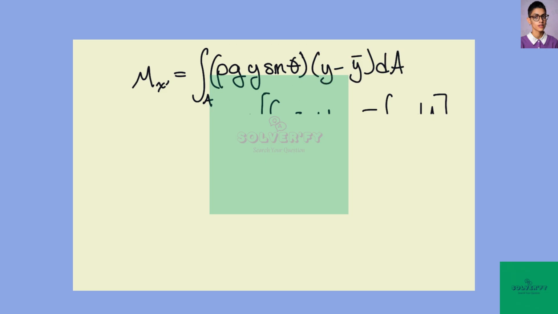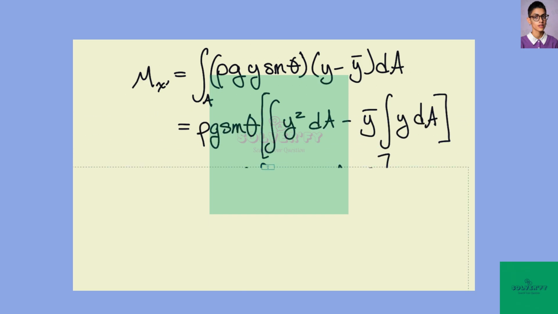So we have the specific weight times the depth times the quantity y minus y bar, and we integrate that over the total area. We can expand that out and pull out this factor, which is a constant and doesn't depend on the area. And so we get an integral over the area of y squared, and then minus y bar, which is independent of where we are in the area, times the integral of y over that area.